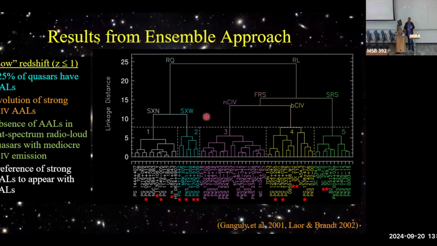I looked at X-rays. SX means soft X-rays, so that's the low energy X-rays. Is it normal? Is it weak? And I looked at what is the shape of the carbon-4 emission line? Is it broad? Is it narrow?